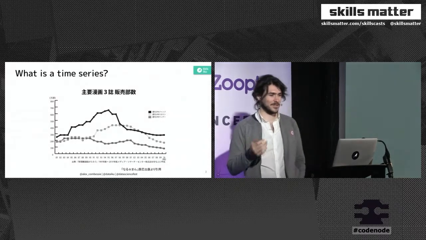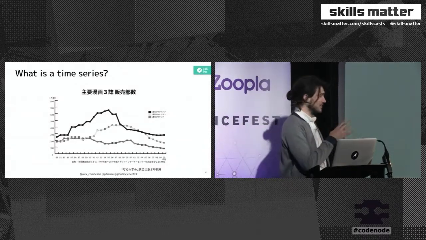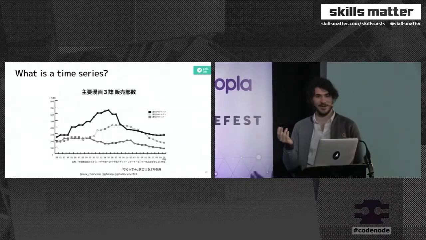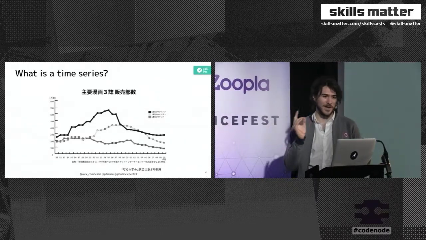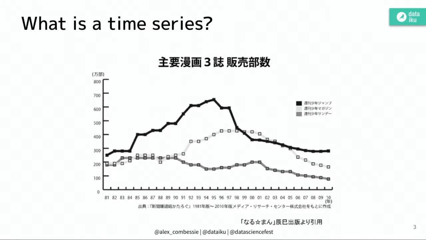What is a time series? So this is an example that I found. It's apparently the yearly sales of the top 3 magazines publishing mangas in Japan. So the black one is the weekly Shonen Jump. It's the one that used to publish Dragon Ball. So this nice hill that you see is the height of Dragon Ball. So that's an example of a time series.